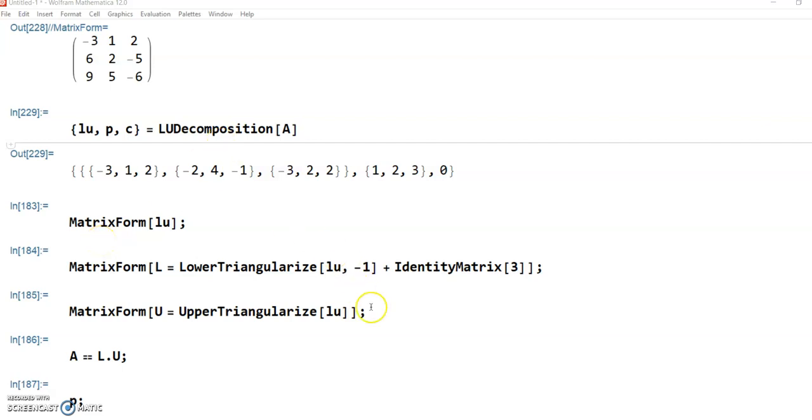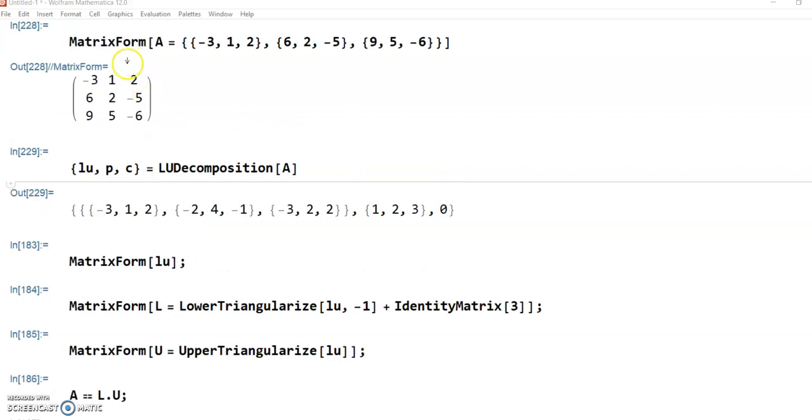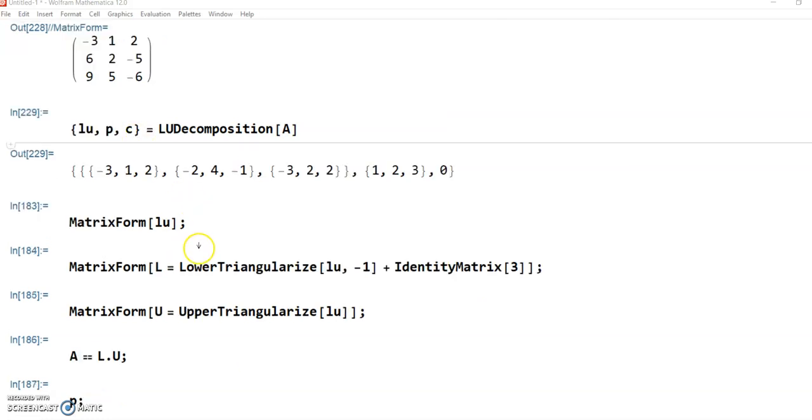So in the last video I was talking about the LU decomposition. So we have this matrix, and then we are decomposing it, and then I have explained this format. So after you execute this command, then you have the three values LU, P and C. So let's see what's included in LU.